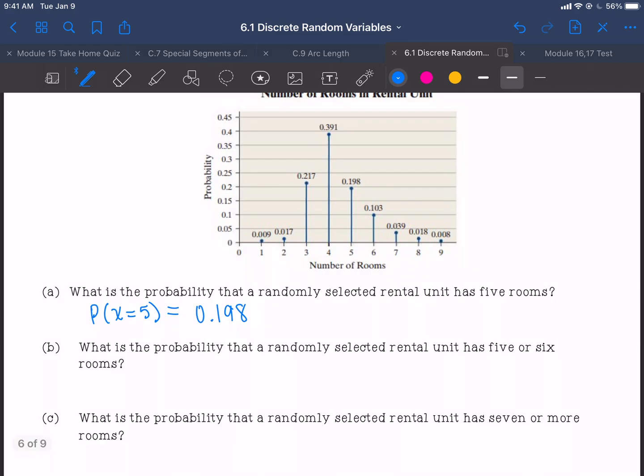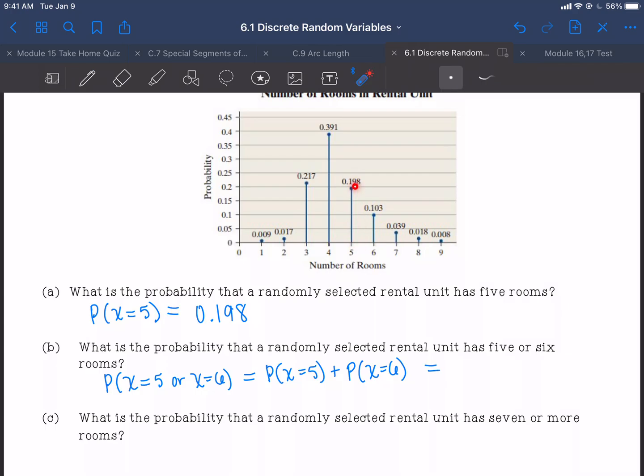Part B, what is the probability that a randomly selected rental unit has 5 or 6 rooms? So we're finding the probability that lowercase x equals 5 or lowercase x equals 6. So really we're just finding the probability that x is 5, plus the probability that x is 6. So if we look at 5, that's 0.198. 6 is 0.103. We add those together and we get 0.301.